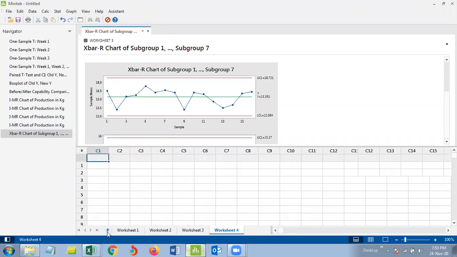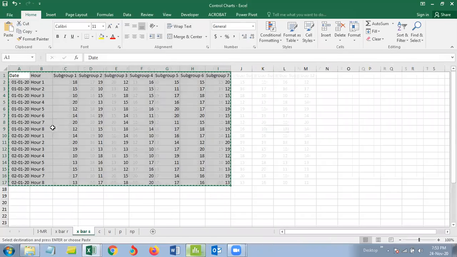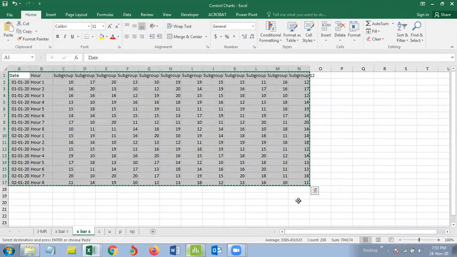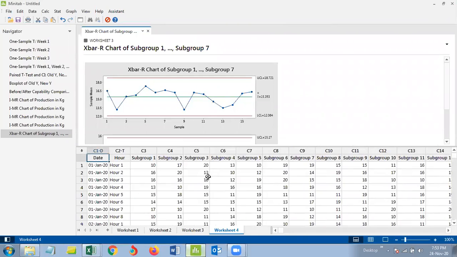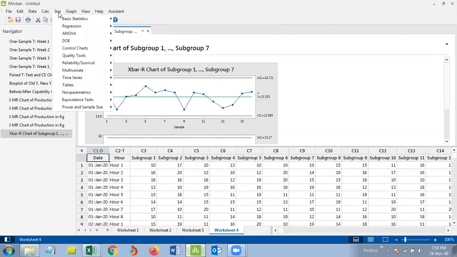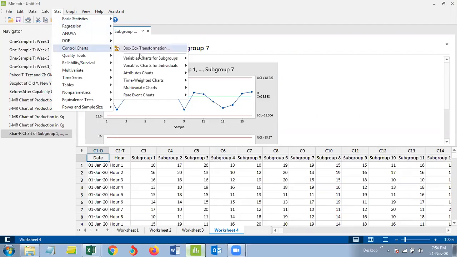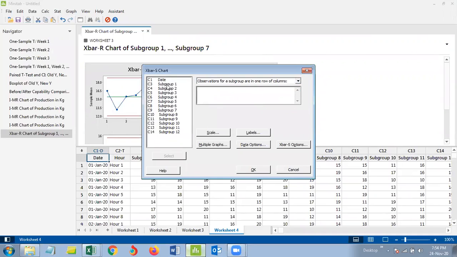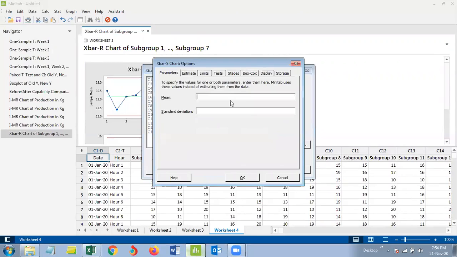Similarly, we have an X bar S chart also. So the purpose remains the same for analyzing. The rules remain the same. It's just that the name of the chart changes depending on the sample. The bigger the sample size, the more you need standard deviations to calculate that. This control chart now, X bar S, just below X bar R. So again, it's not in one column, it's in multiple. So we select subgroup 1 till subgroup 12, all of that, X bar S option.